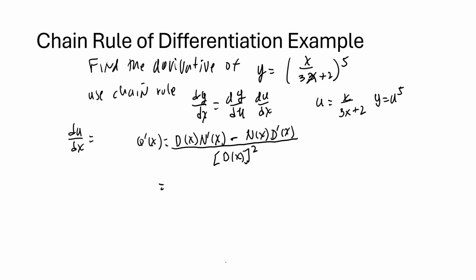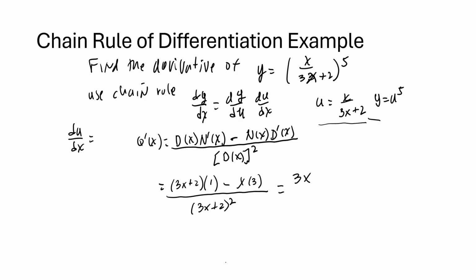Now in this case, let's just write that out. The denominator of this function is 3x plus 2. The derivative of the numerator is just the derivative of x, that's just 1, minus the numerator, which is x, times the derivative of 3x plus 2, which is just 3. And then divided by the denominator squared, which is the quantity 3x plus 2 squared. So working that out, that's 3x plus 2 minus 3x, divided by the quantity 3x plus 2 squared. The 3x's go away, and so that's just 2 over the quantity 3x plus 2 squared.